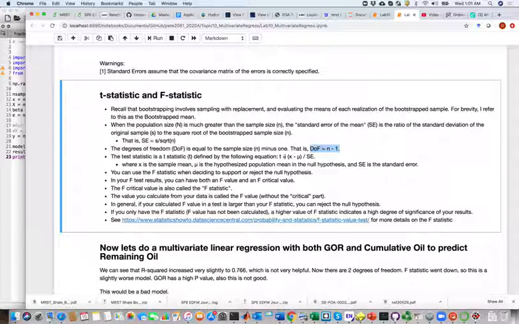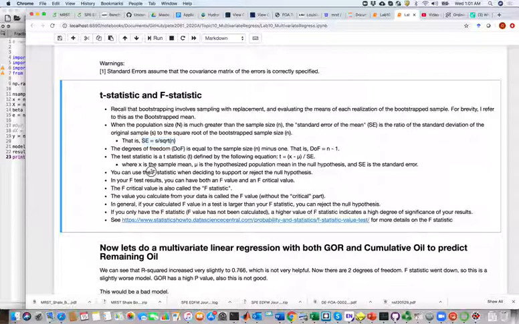T statistic, which is the test statistic, is your sample mean X minus population mean mu divided by the standard error you got from here. So simple definition.